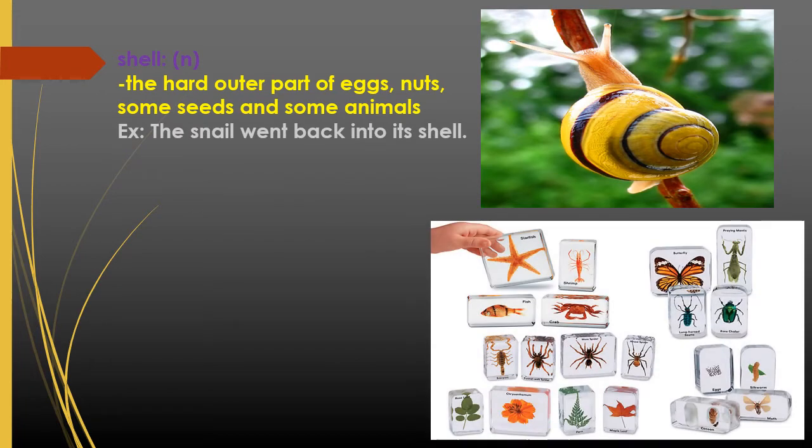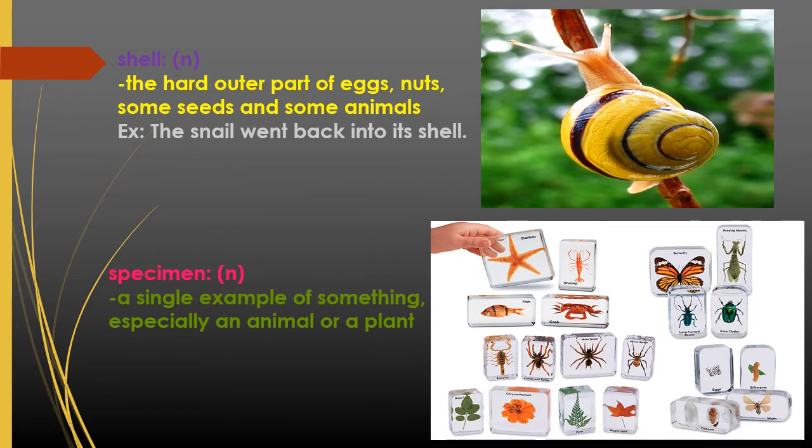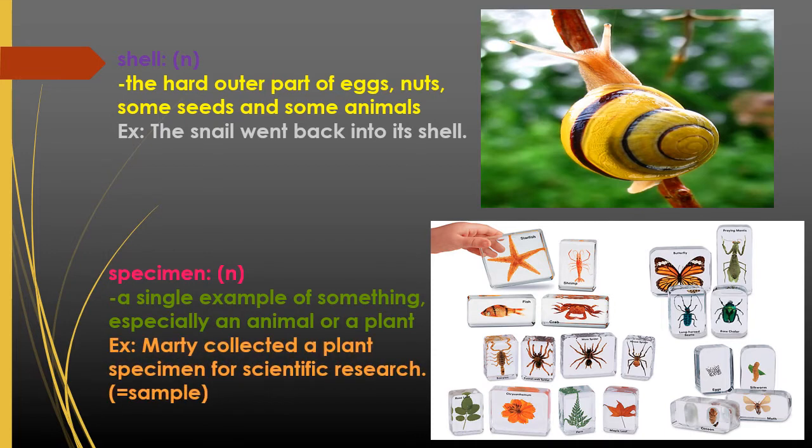Next, what can you see here in this picture? Specimen. Specimen. Noun. What do I mean by specimen? A single example of something, especially an animal or a plant. For example, Marty collected a plant specimen for scientific research. And what is the synonym of the word specimen? Sample. What do I mean by sample? A small amount of something that shows what the rest of it is like.